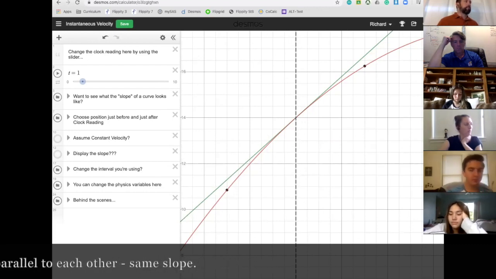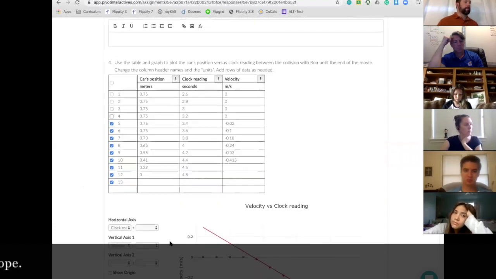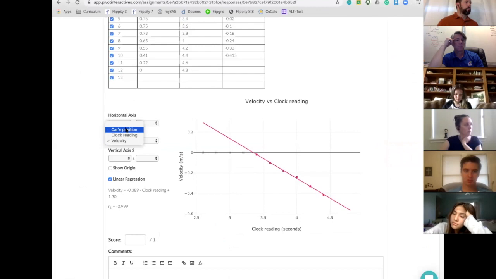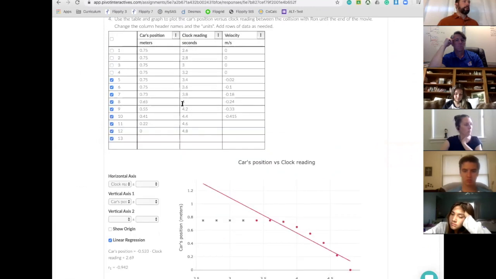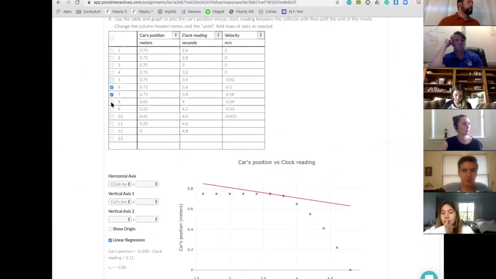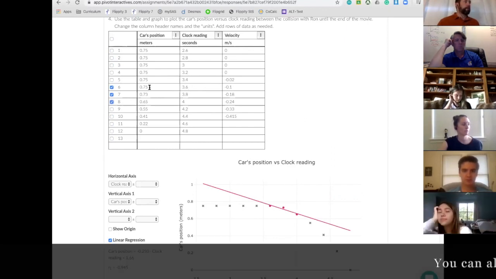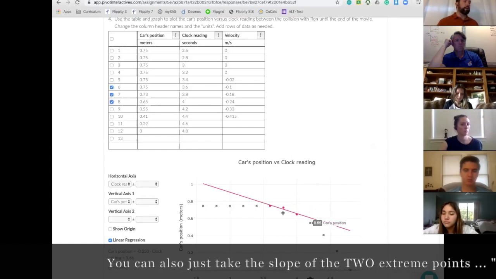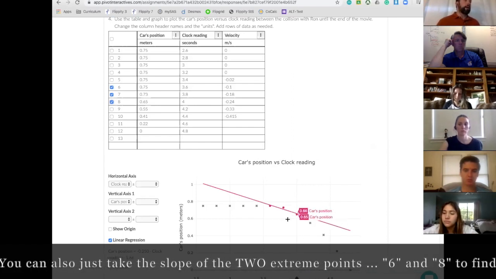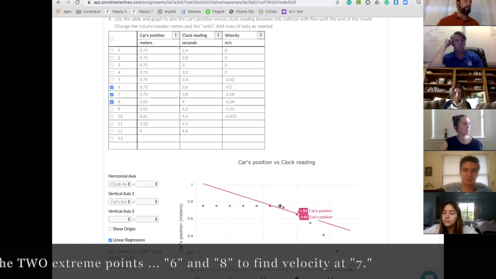So that's what you're doing, right? What that looks like in the context of Pivot is, let's look at our positions versus clock reading. You're only looking at, let's do 6, 7, 8. Between clock readings 3.6 and 4, we see the position has changed. Just by looking at the data here, we see that it's not changing by the same amount each clock reading interval. And then looking down here at the graph, we see a little bit of slope here. We see a much steeper slope in this second portion.